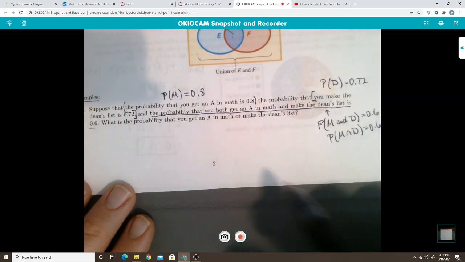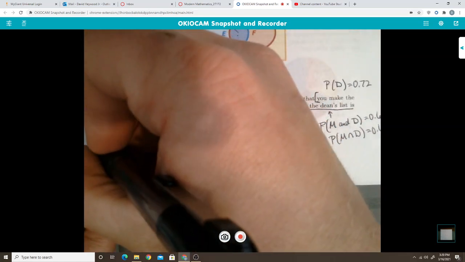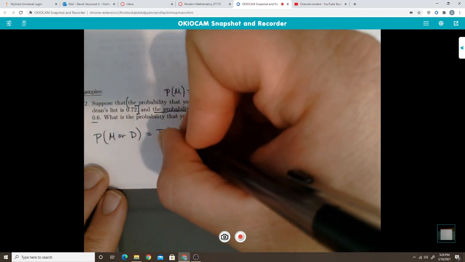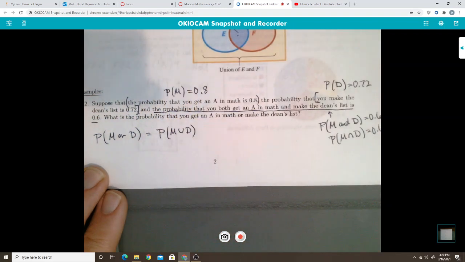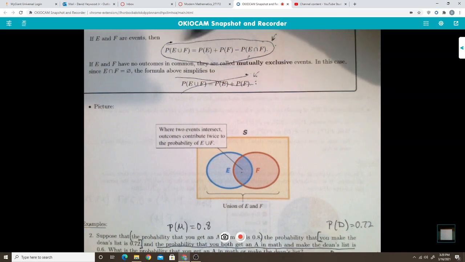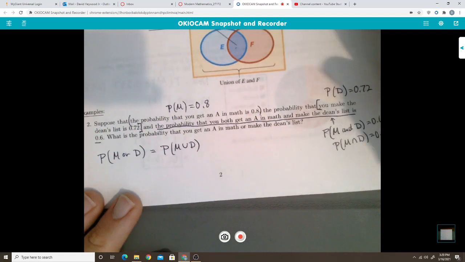And then we're asked, what's the probability that you get an A in math or make the dean's list? So we want to find the probability that you get an A in math or that you make the dean's list. In other words, we want the probability of M union D. Well, according to this formula up here, that should be the probability of M plus the probability of D minus the probability of M intersect D, right?